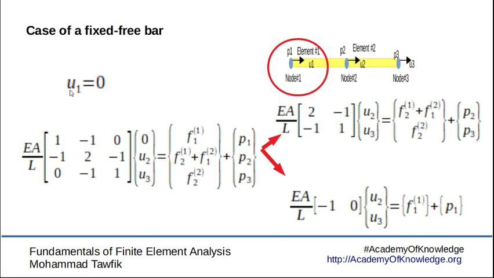Now you have U1. All three values of the displacements in this problem are known. We can use them in what are called the auxiliary equations. The auxiliary equations will give us the reaction force. Here, P1 will actually be the reaction at the support of the bar.